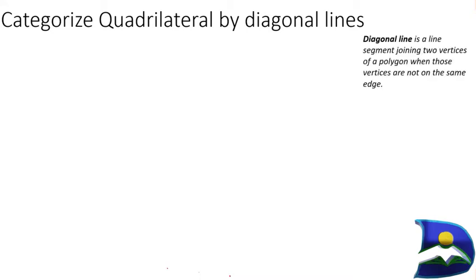In terms of diagonal lines, these are line segments that are joining two vertices of a polygon where these vertices are not on the same edge. So an example is this particular shape. We have this particular diagonal line that cuts through two vertices that are not on the same edge, and we have this also applied to the other vertices right there. So we see here that these two sides here are equal in length, and these two sides here are equal in length in here.